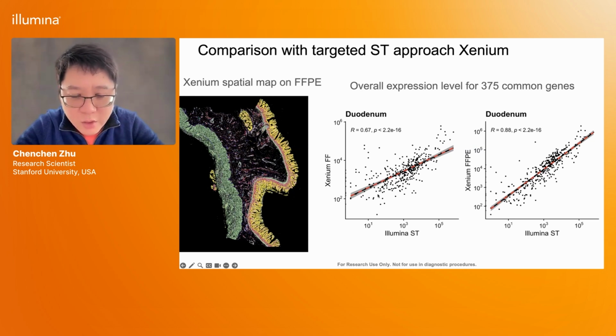And when we do the correlation analysis, you can see overall for the shared 375 common genes, the Illumina assay agrees pretty well with the Xenium assay, both for FFPE and also for fresh frozen here on the left. So it is a good correlation. And perhaps the correlation is a little bit better when we compare with FFPE, because I think with the fresh frozen, we always get a little bit of RNA degradation there.